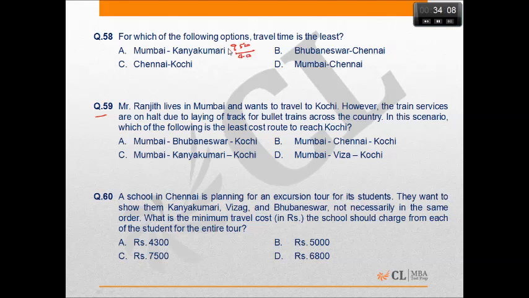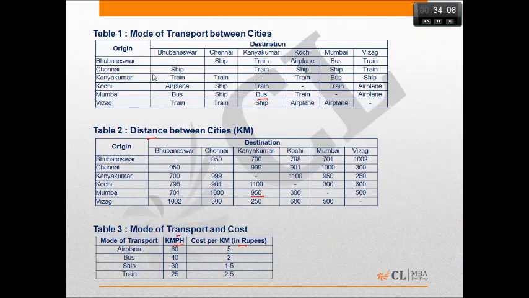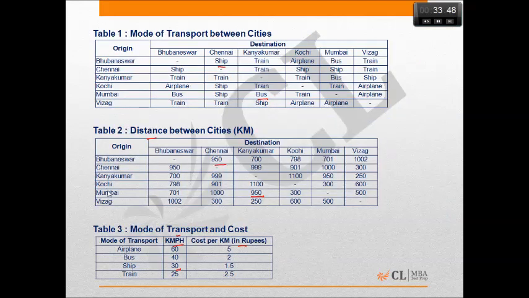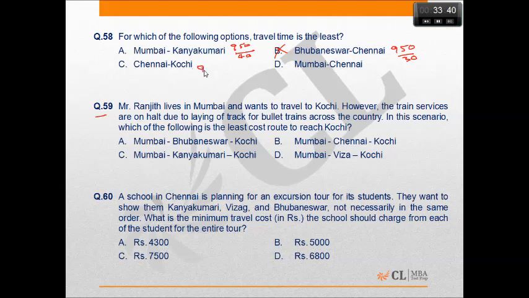Bhubaneswar to Chennai, you travel by ship. So 950 at a speed of 30, 950 upon 30. Obviously this will be greater, so this cannot be the answer. Chennai to Kochi, 901 by ship, so that is 901 by 30. That is about 30, and 950 by 40 is 95 by 4, about 24. So this is also wrong.